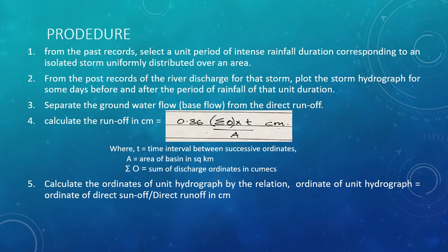So in the procedure, step 1 is: from the past record, select a unit period of intense rainfall duration corresponding to an isolated storm which is uniformly distributed over an area. So we will be choosing a unit period.